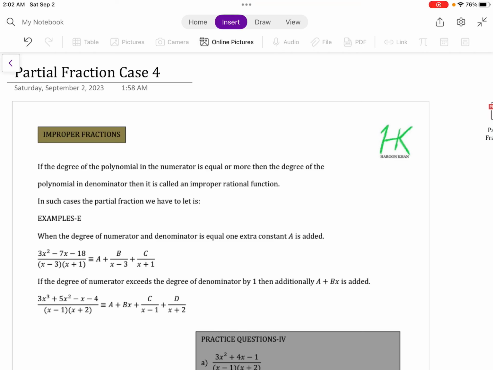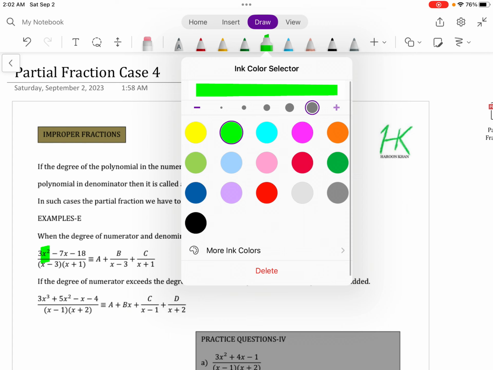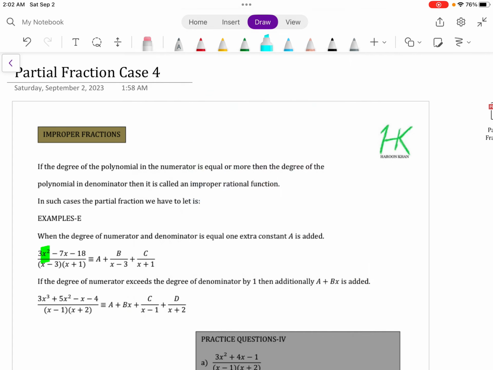In case 4, we are dealing with improper rational functions. Improper means the degree of the polynomial in the numerator is equal to or more than the degree of the polynomial in the denominator. So in the denominator we have x times x, which is x square, so the degree is the same in this case.